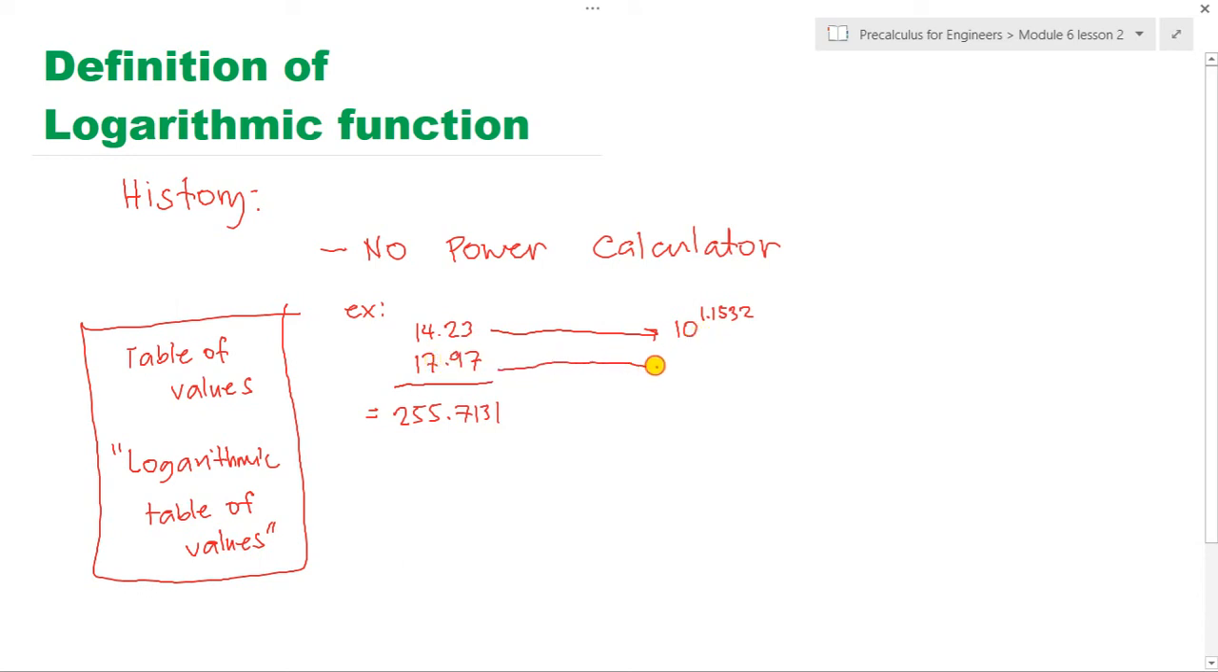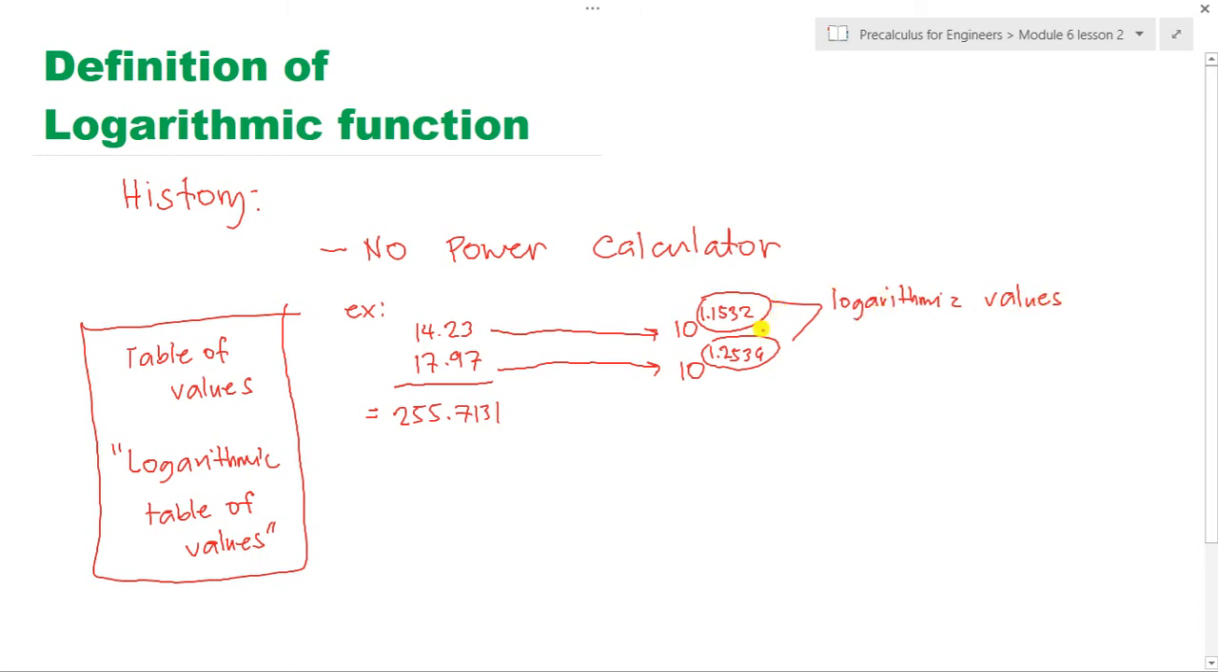And then for 17.97, it is also equivalent to 10 raised to 1.2536. There is a small difference in value, but if you round it off to two significant digits, then they are equal. This exponent is called the logarithmic value. So logarithmic values, and you can find them in the table.